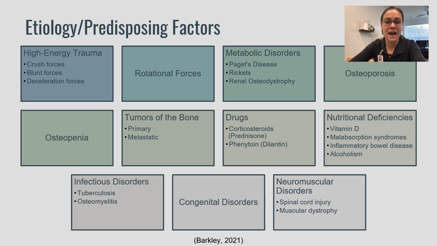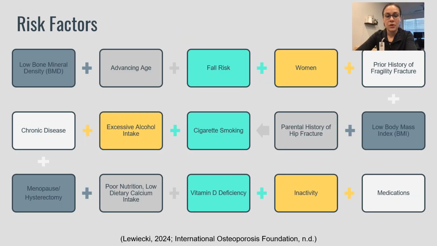primary and metastatic, drugs such as corticosteroids and phenytoin, nutritional deficiencies such as vitamin D, malabsorption syndromes, inflammatory bowel disease, and alcoholism, infectious disorders such as tuberculosis and osteomyelitis, congenital disorders, and neuromuscular disorders such as spinal cord injury and muscular dystrophy. For the risk factors of fractures, you will see a lot of overlap with the etiology.